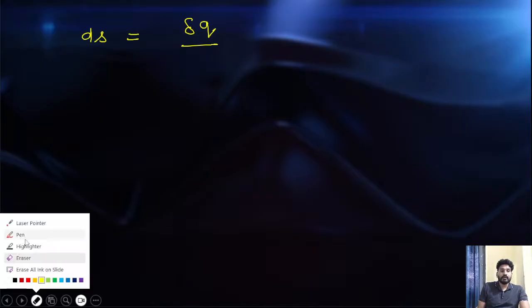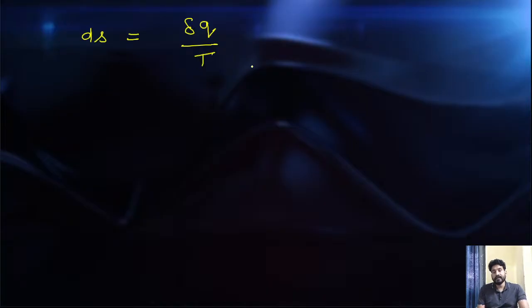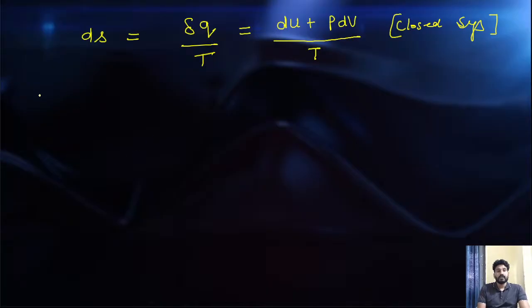del Q over T, right? And for a closed system, guys, can I write this? Can I write that del Q, with the help of the first law, is nothing but du plus pdv, and divided by T, right? For a closed system, we can write this. Yes or no? So what is my ds? ds is equal to du over T plus pdv divided by T.